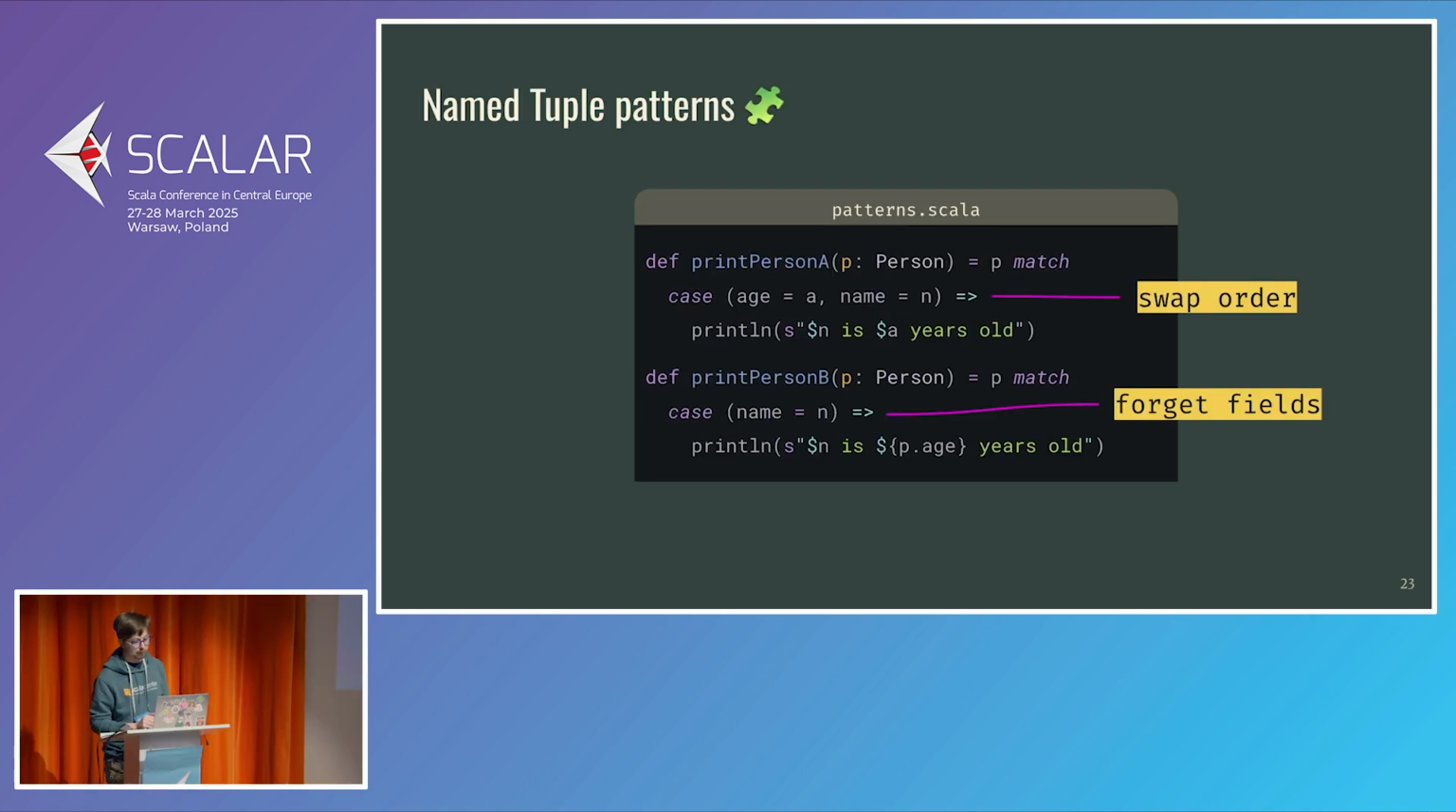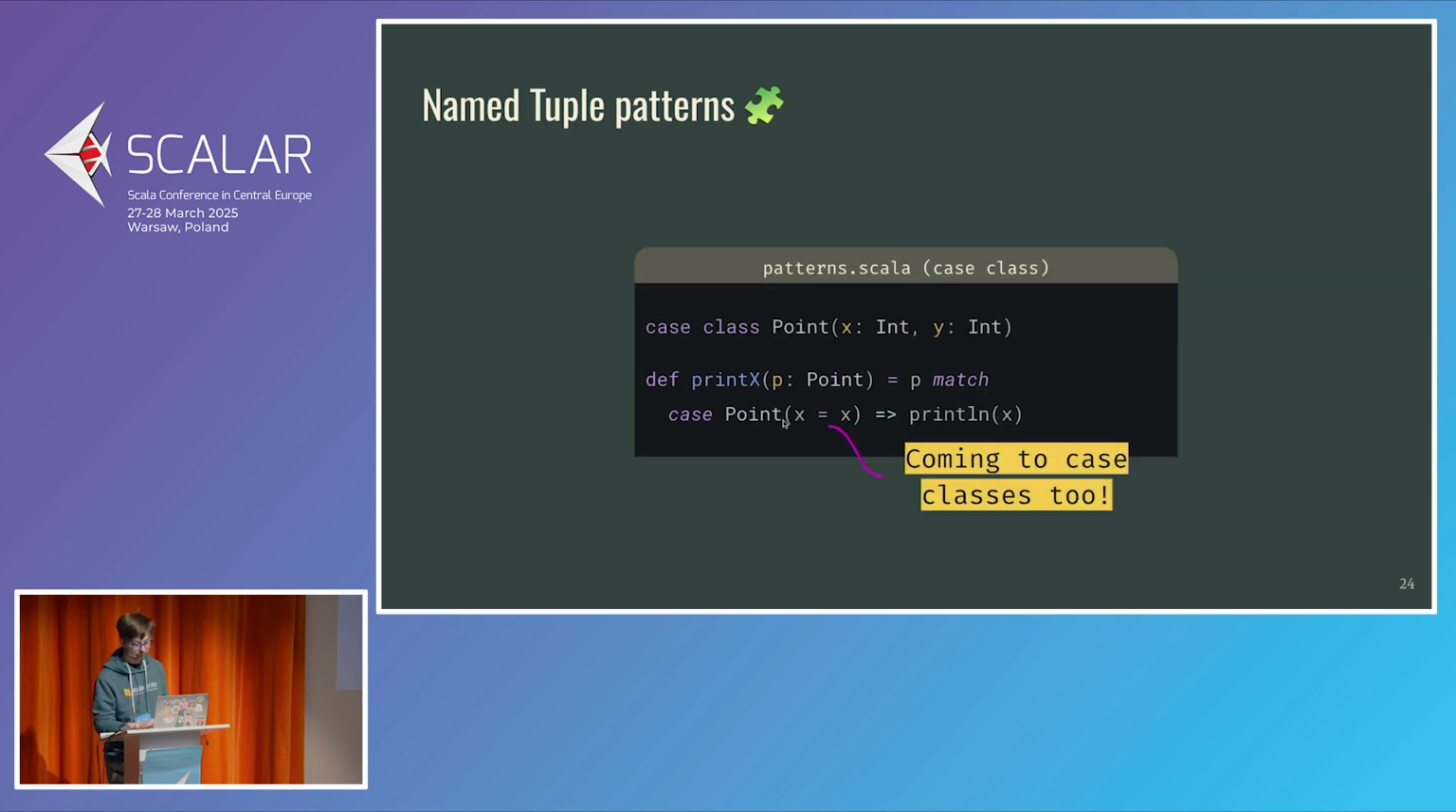This is what it looks like when you do pattern matching. So you can deconstruct the person named tuple by its fields. So you provide field labels in the patterns here. And you can even swap the order. So I put age first instead of name. It doesn't matter which order it comes in. And you can even only drop some of the names, as I mentioned before. So the convenient thing is that this also comes to case class, so you can ignore some fields.